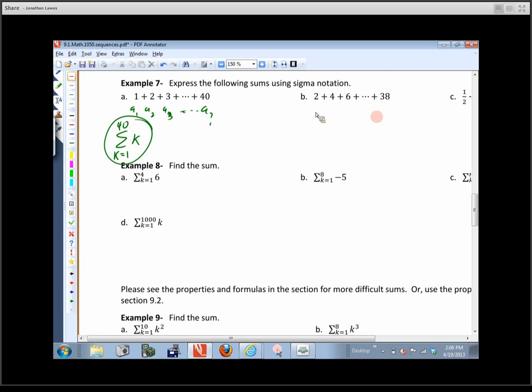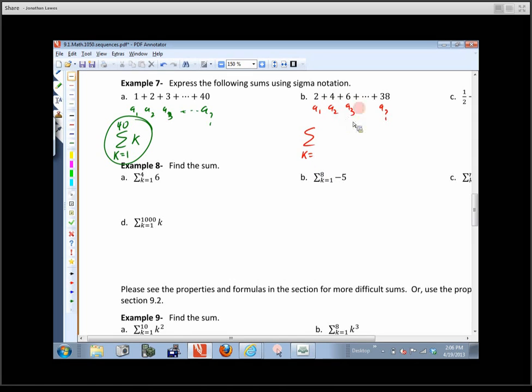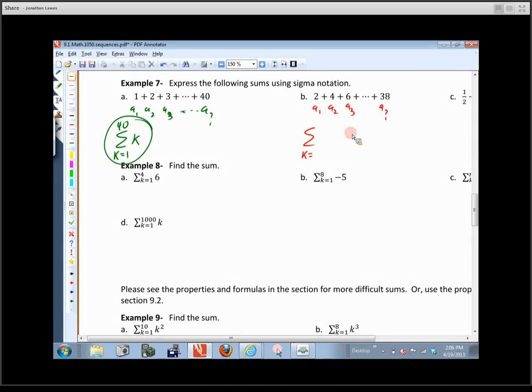Next one. First term, second term, third term. Not quite sure what term that is. Let's come up with a formula and see if we can figure this out. Sigma notation. Again, I'm going to start with k. What's the relationship between the index and the term? Double it. So we're going to do 2k here.